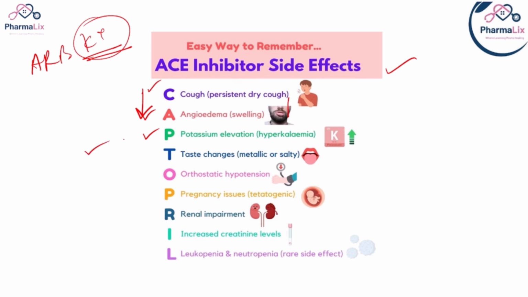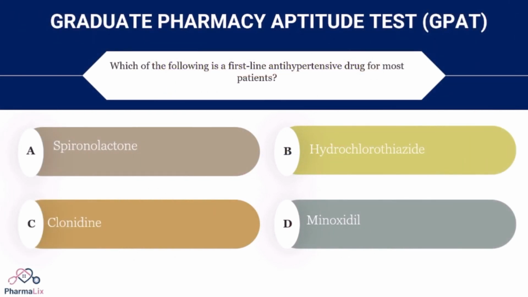Then here, taste changes, metallic taste, orthostatic hypotension, or it is also known as postural hypotension. And then we have pregnancy issue, that is teratogenic, renal impairment, increased creatinine level, and leukopenia and neutropenia, rare side effects. Okay, so this is the trick through which you can learn the side effects of ACE inhibitors.